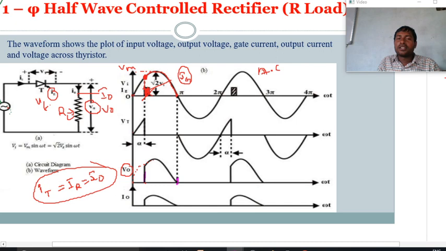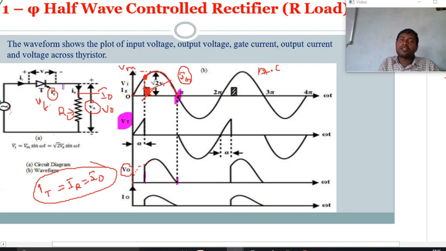After 180 degrees, the negative supply will be given, and the thyristor will automatically be turned off at this natural zero point. Separate commutation methods are also available. So this will be turned off here, and this VT is nothing but the thyristor voltage, the voltage across the thyristor.